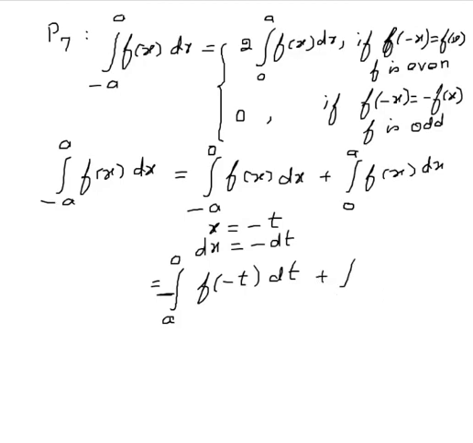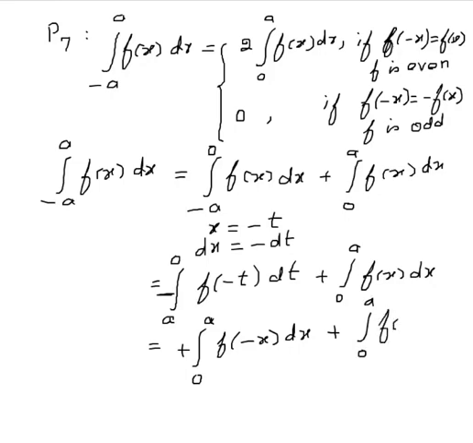The second integral, I'll keep it as integral 0 to a f of x dx. Now let us flip the limits. I will get a negative sign. So minus and minus will become plus. I get f of minus x dx. The variable can be changed. The second integral is the same.